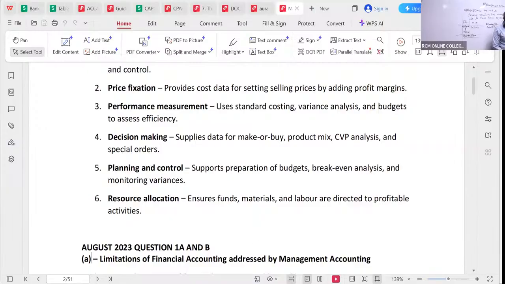How does resource allocation come here? Because the management accountant is the one who will be doing a budget. When you're doing budget, you are allocating resources. Yes. We go to the next question that came from this topic.